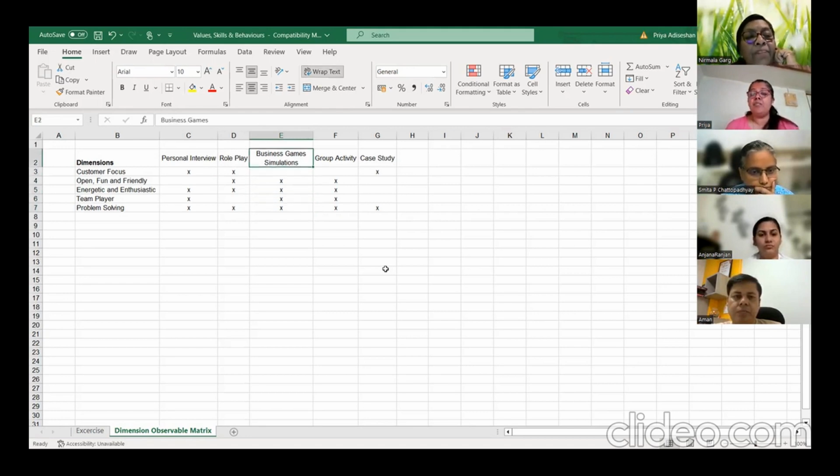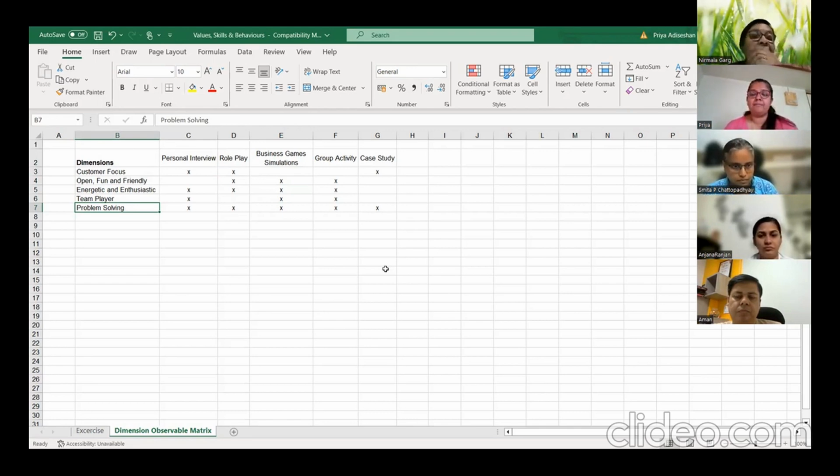Okay. And when we looked at problem solving, we also had an in-basket, for example, which will help us assess problem solving. But we removed it because none of the other dimensions could be assessed through an in-basket. So we removed that as a tool.